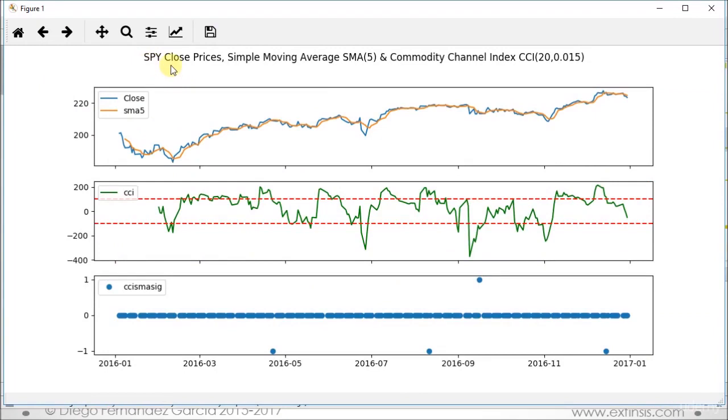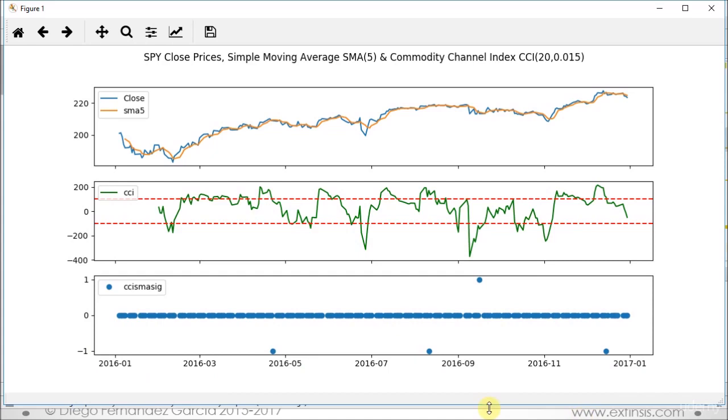Perfect. So here we have SPY close prices, simple moving average SMA 5, and commodity channel index CCI for 20 days and the corresponding constant term, which is 0.015. The top chart is our close prices in a solid blue line, and then the overlay, which is our 5-day simple moving average in orange. Next we have our oscillator, which is the commodity channel index with corresponding thresholds, and finally we have our corresponding signals. 1 is buy, 0 do nothing, -1 is sell. The 3 charts share the horizontal axis, which are our dates, beginning from the beginning of 2016 all the way to the beginning of 2017.